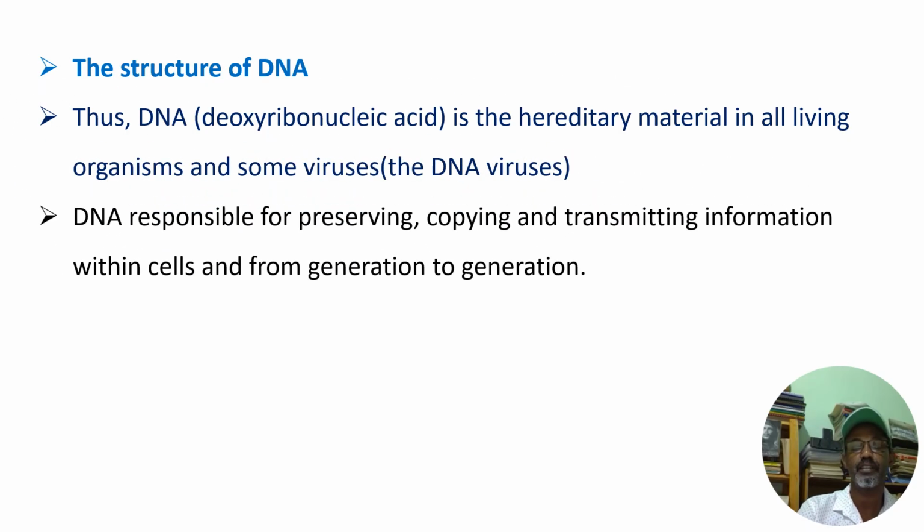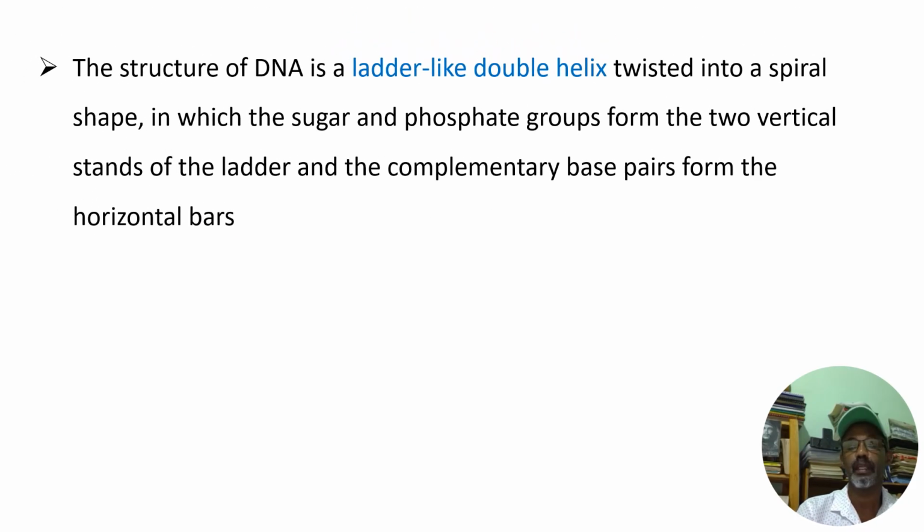DNA is responsible for preserving, copying, and transmitting information within cells and from generation to generation, from parents to offspring, of course, through gametes. The structure of DNA is a ladder-like double helix, of course, underline the term double helix. When we see DNA as a linear molecule, it is ladder-like. What does a ladder look like? It has two poles, vertical and horizontal bars. Therefore, in its linear form, it has a ladder shape.